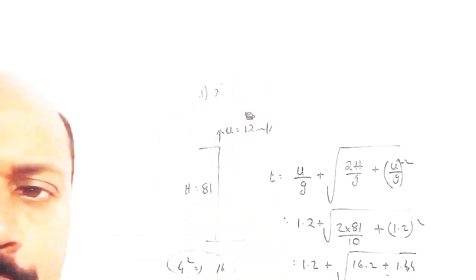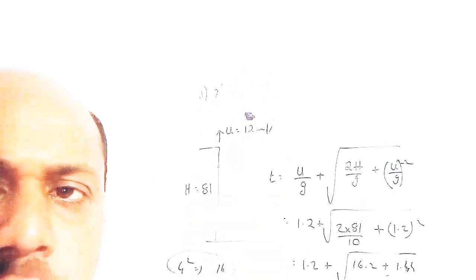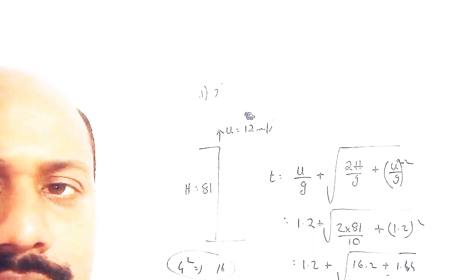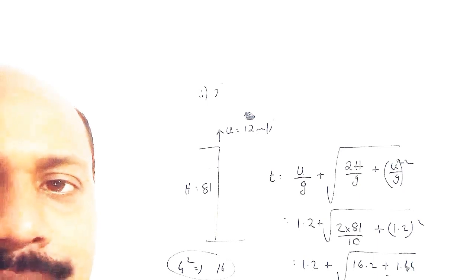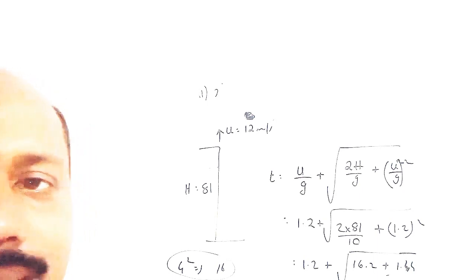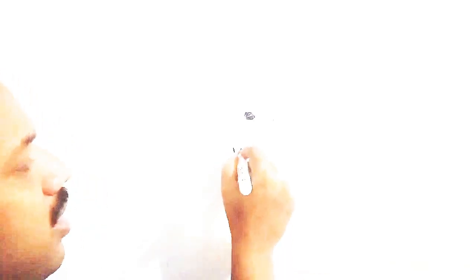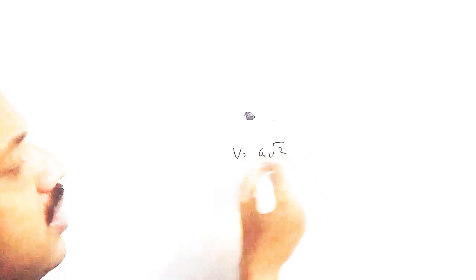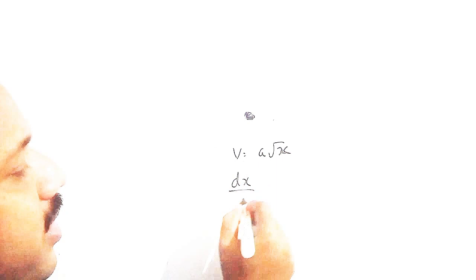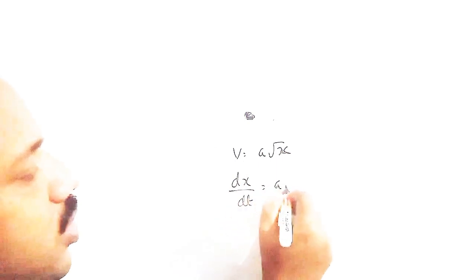12th question. A particle located at x equal to 0 at time t equal to 0 starts moving along the positive x direction with velocity v that varies as v equals a root x, where a is a positive constant. The displacement of the particle varies with time as. We need the displacement tabulation, therefore better write this one. V is equal to a root x. Therefore, V we can take as dx by dt, that is equal to a root x.